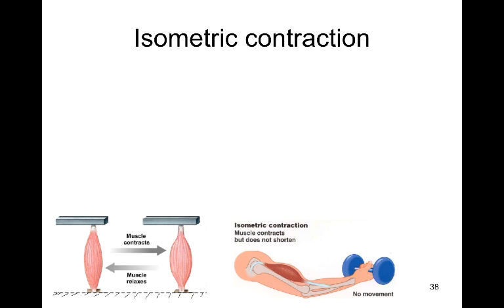There's a term that I want you to know, and that is called preload. Preload is the length of the muscle before the muscle goes to contraction. So in this scenario, this length is called a preload, or in this scenario, this length is preload. Therefore, we would say isometric contraction is measured when the preload is held constant. Then we're going to stimulate the muscle and measure how much tension this muscle can create.